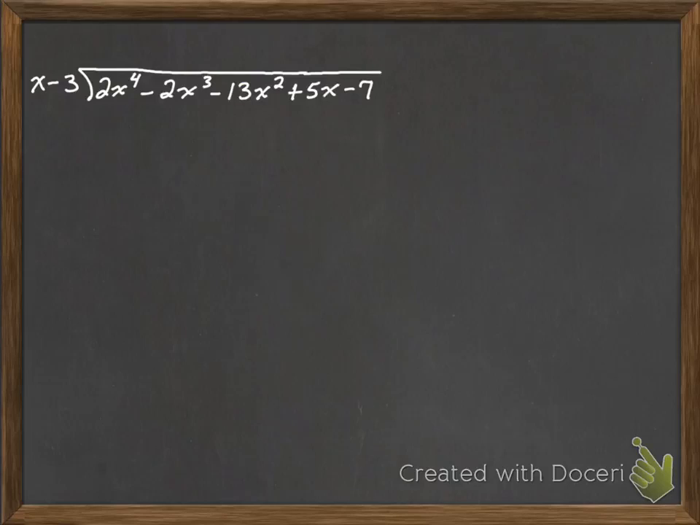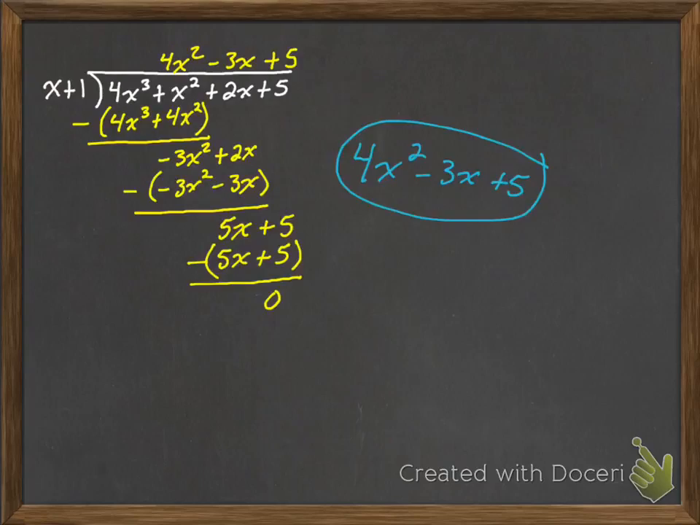All right, so let's repeat this process once again. We're trying to figure out x multiplied by what will give us 2x to the 4th. That would be a 2x cubed. Since that term has an x cubed, we put it over the other x cubed in our problem here.